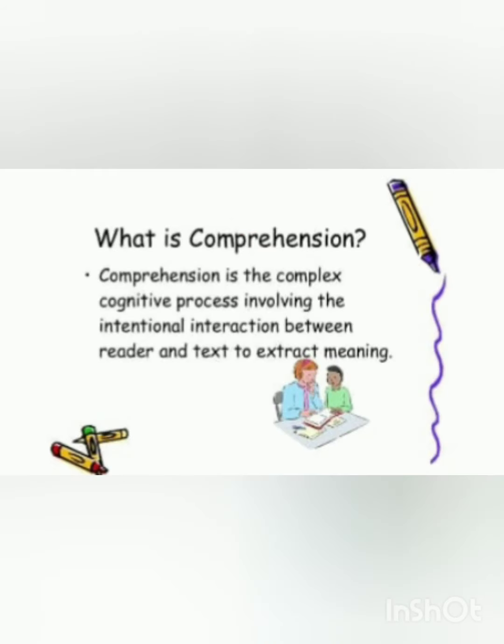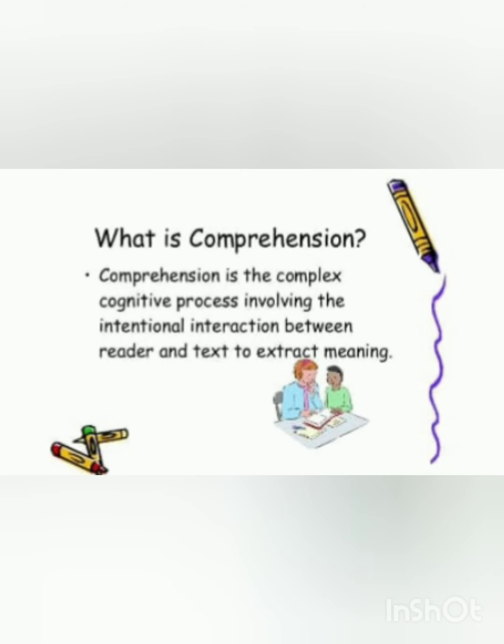Next, we have comprehension. What is comprehension? A comprehension is a complex cognitive process involving the intentional interaction between the reader and text to extract meaning. So, in a comprehension, the reader and writer have a connection. In that connection, the author is trying to say something, and the reader tries to extract the meaning of the text. There is no verbal communication, but the communication is totally based on the text. So the reader reads the comprehension and thinks about whatever the writer wants to say and extracts the meaning of it.